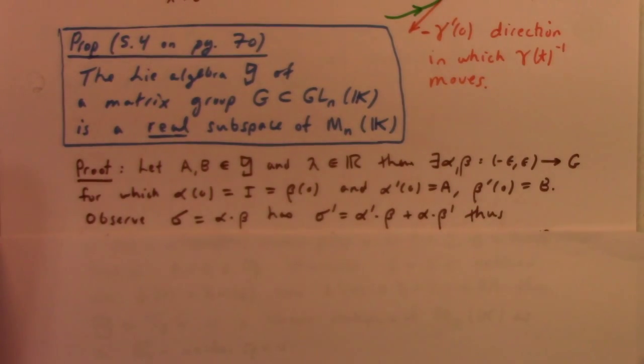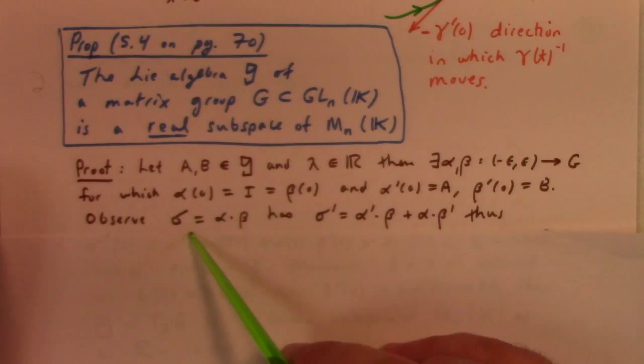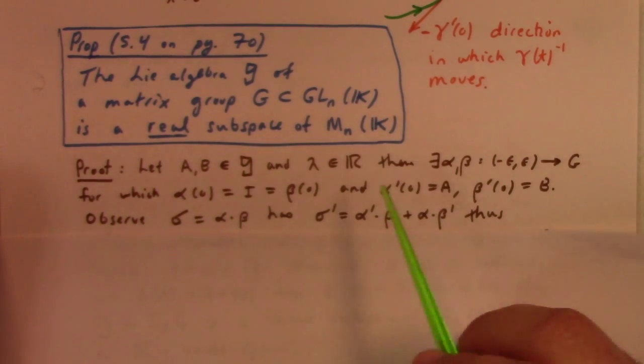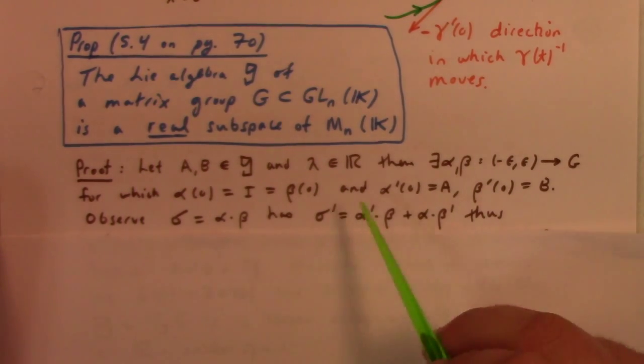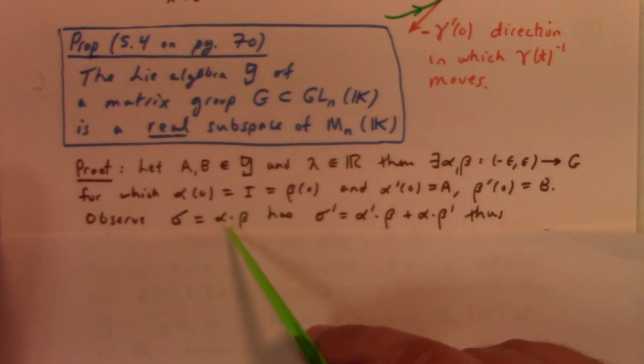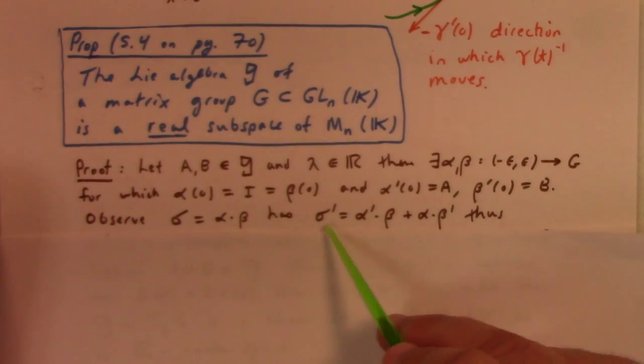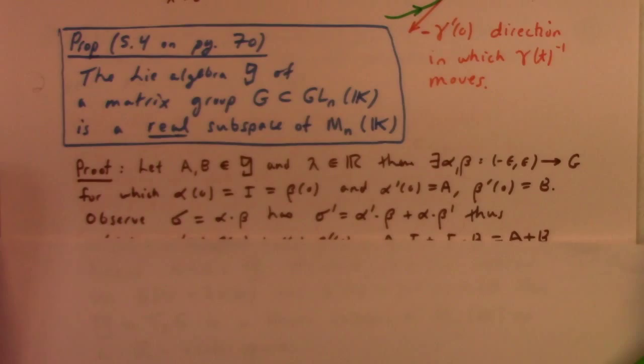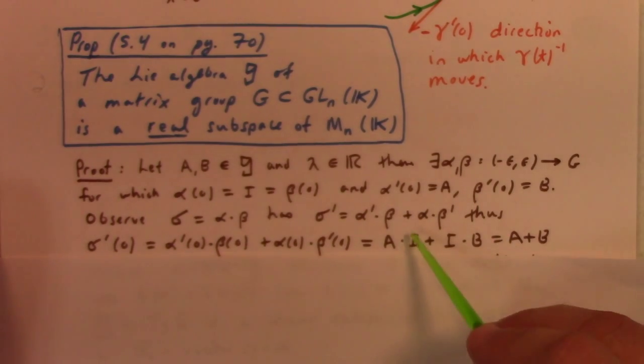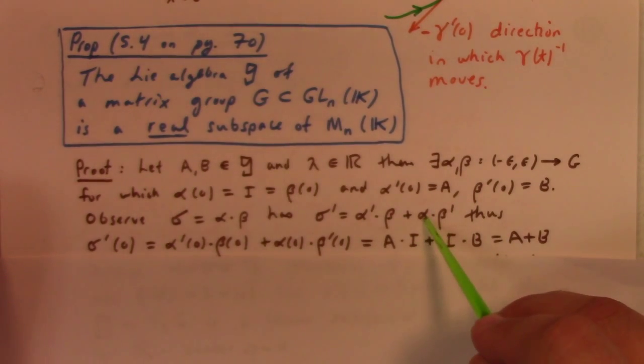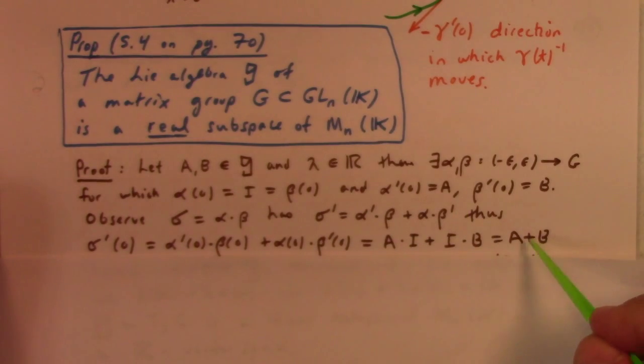And so if you look at the curve sigma, which is the product curve of alpha and beta, the pointwise defined product, and this is the multiplication of matrices here, then sigma prime by the product rule is that. So of course, if you plug in 0, this is the identity, that's the identity, and so you get A plus B, which shows you that A plus B is tangent to a curve at the identity, which shows you that it's again in the Lie algebra.